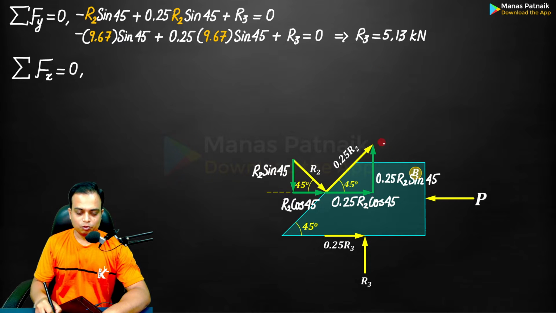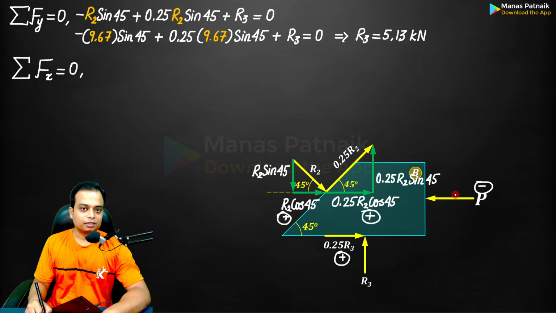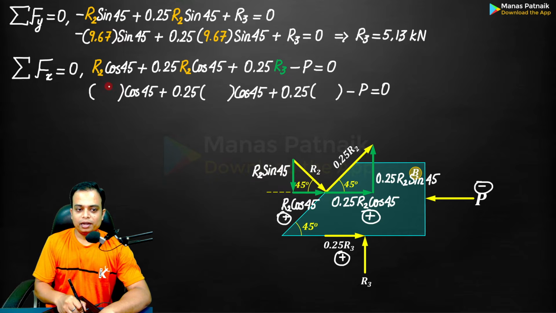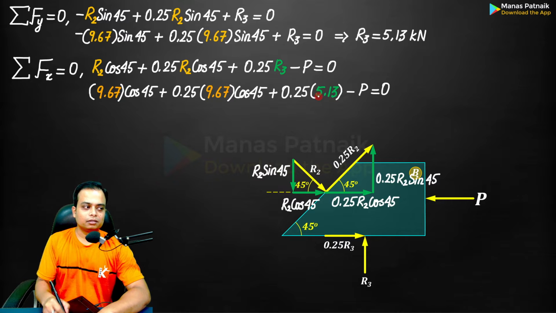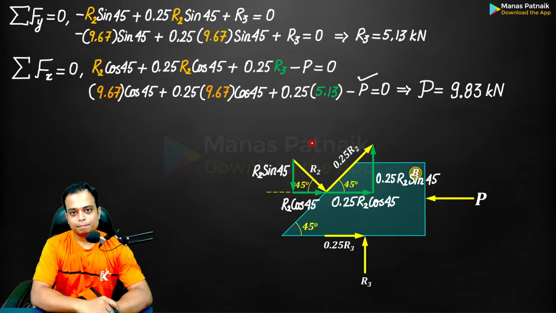And when you do that, if you watch carefully, R2 cos 45, this is positive. 0.25 R2 cos 45, positive again. 0.25 R3, positive. But there is one negative force, that is force P itself, whose value we are looking for. Let me write them down. Done. R2 value is known to us, 9.67. What about R3? This is R3, 5.13. Let me plug in all of these values. You can see the color code yourself. And then you just need to solve for P. P's value is going to be 9.83.